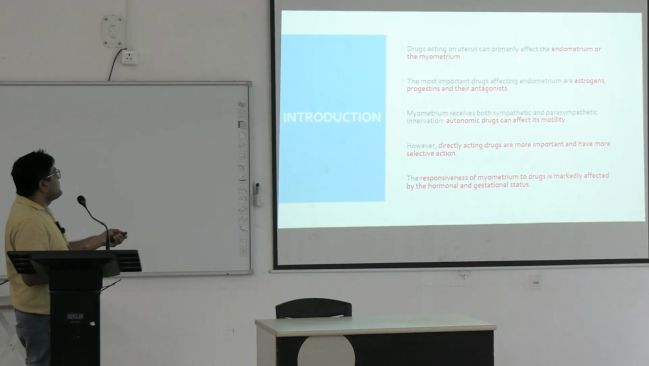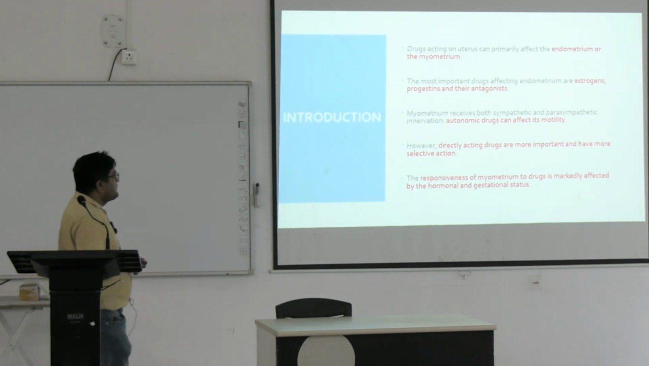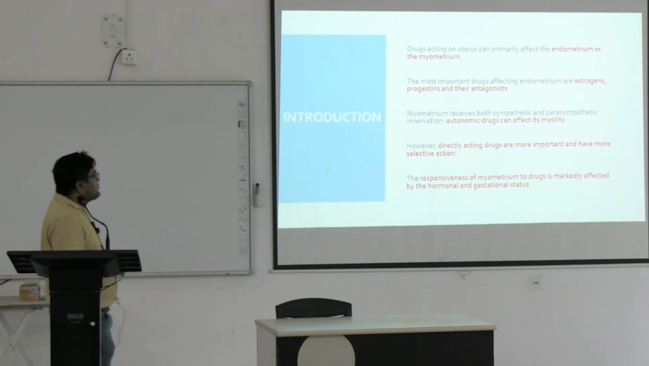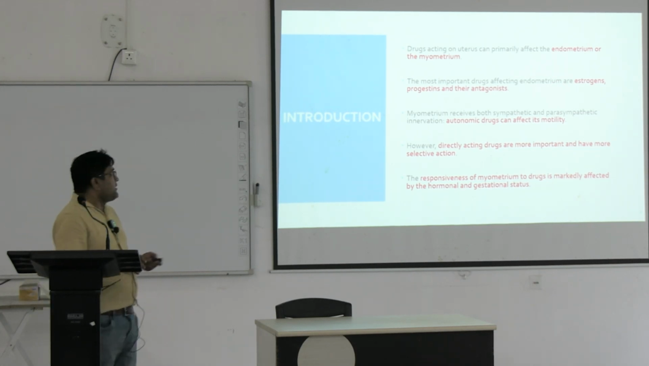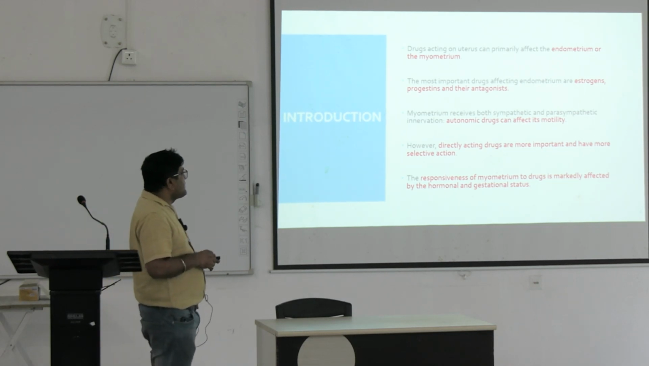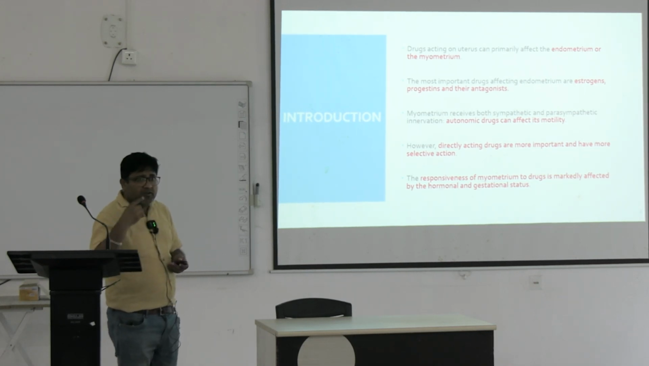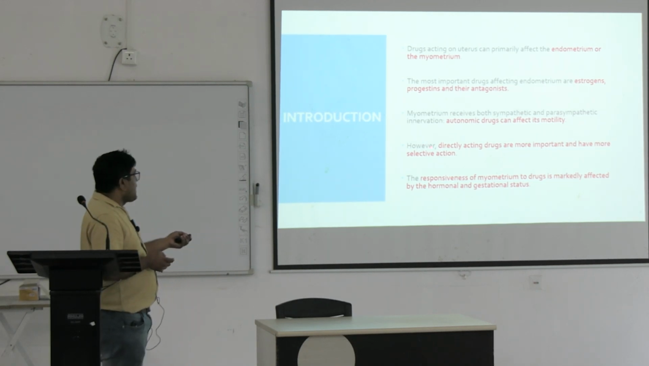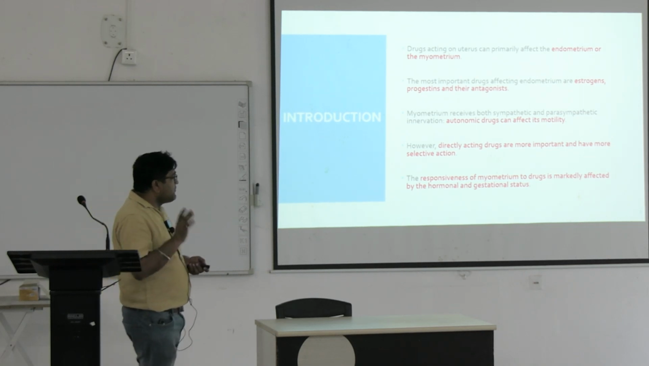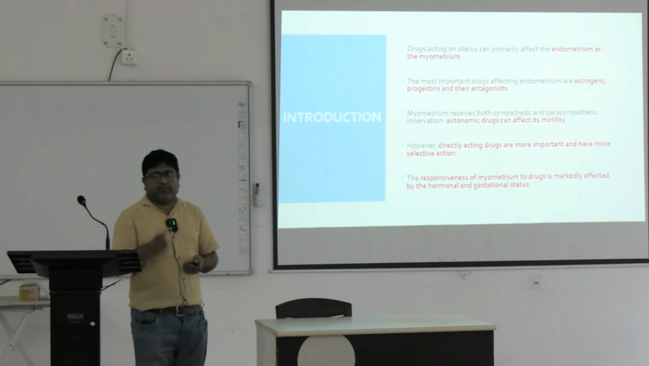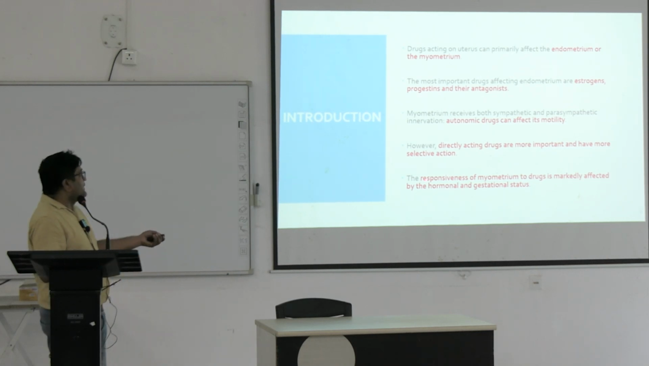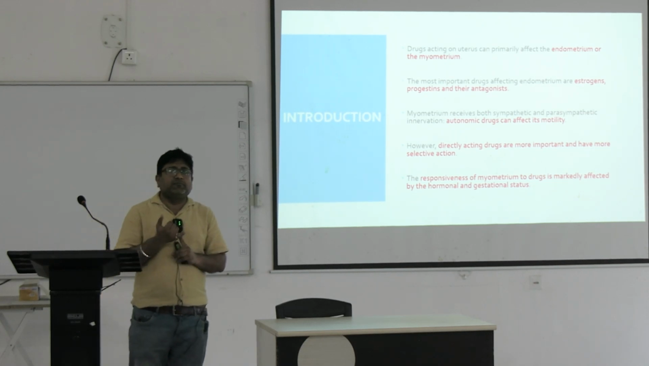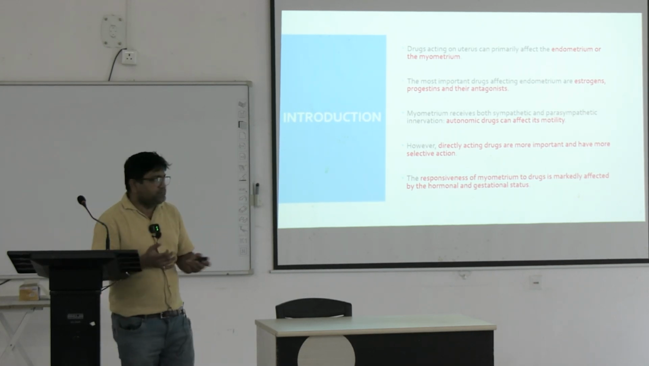So drugs acting on the uterus can primarily affect the endometrium and the myometrium. The most important drugs affecting the endometrium are estrogens, progestins, and their antagonists. Myometrium receives both sympathetic and parasympathetic innervation. Autonomic drugs can affect its motility by acting via those innervations. However, directly acting drugs are more important and have more selective action. The responsiveness of myometrium to a drug is markedly affected by the hormonal status of the patient and the gestational status.